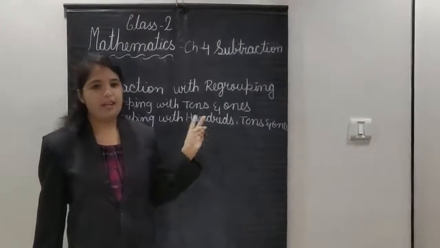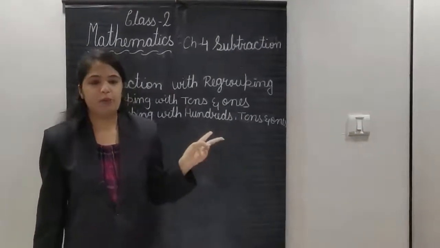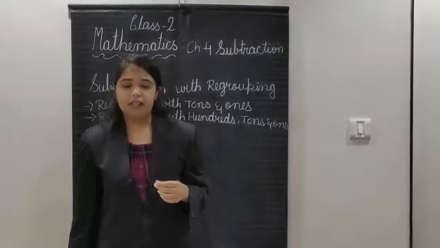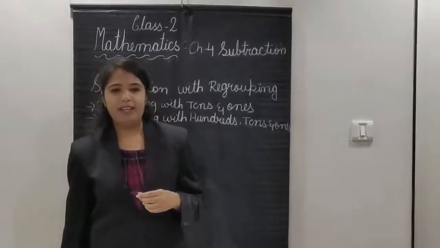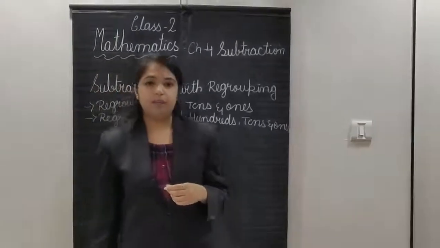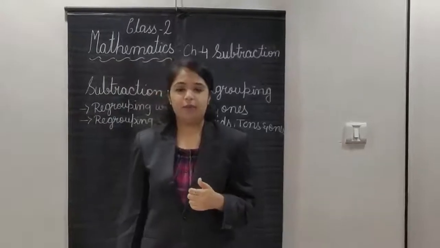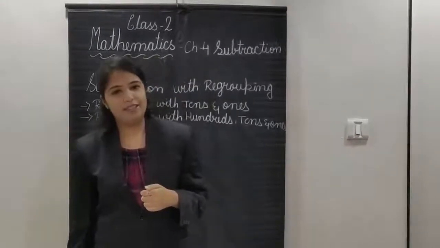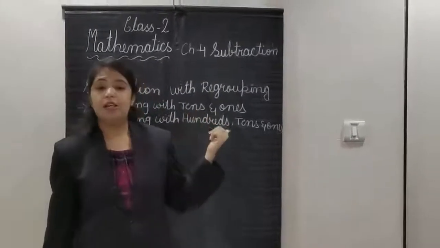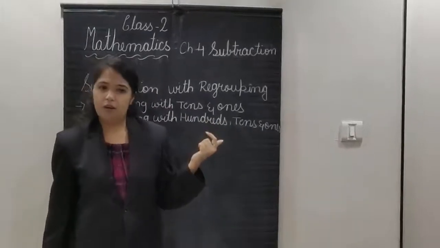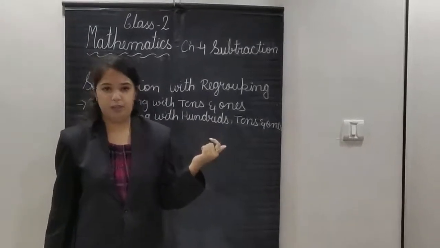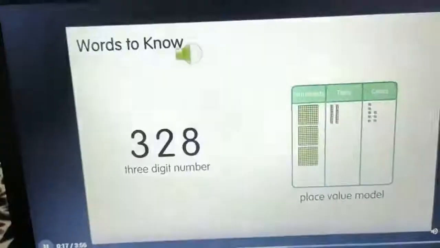So that's why there are two types in subtraction with regrouping. Before learning this concept, making it clear, we will see a video from the MyPedia app. So come, let's see the video based on subtraction of 3 digit with regrouping. So let's play the video.